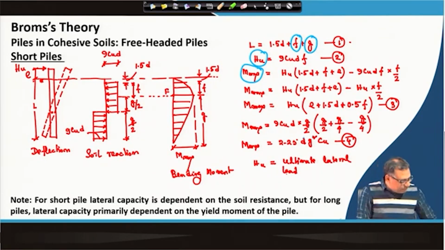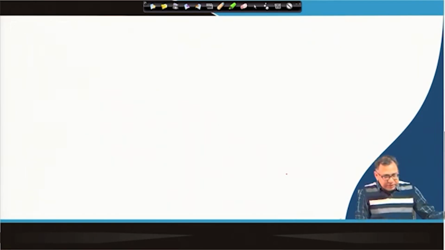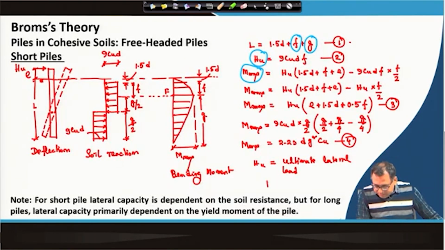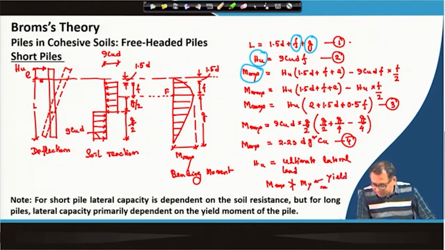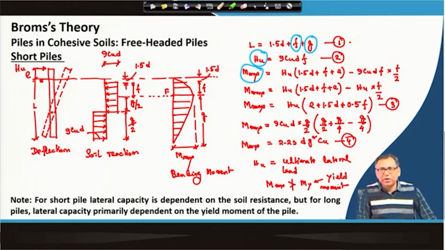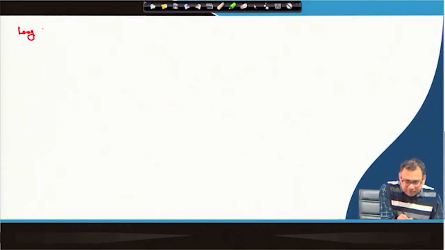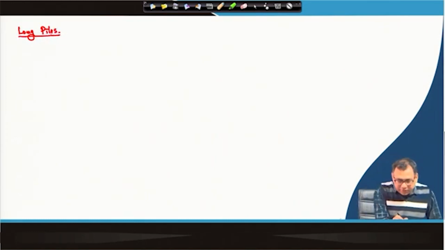Okay. So, next one I will discuss. This is for the short pile, but for the short pile remember that M max cannot be greater than M y, that means M y is the yield moment of the pile. Okay. So, now this is for the long pile; the previous one was for the short pile.